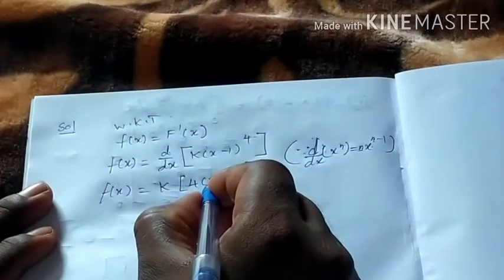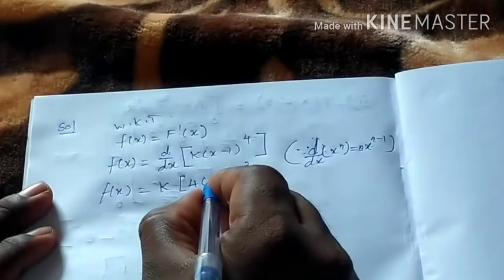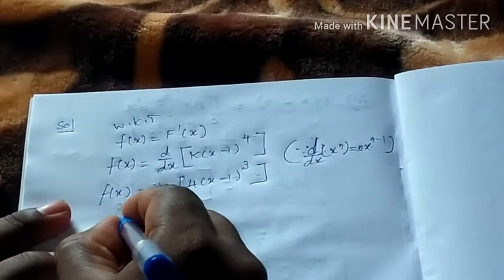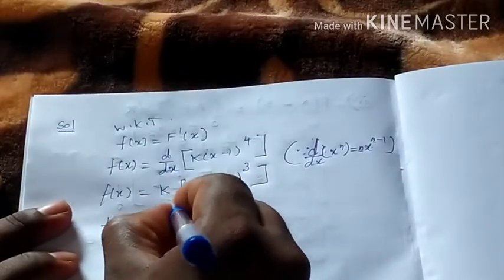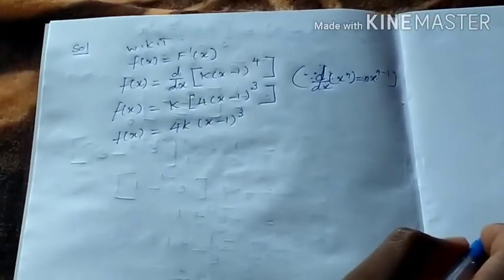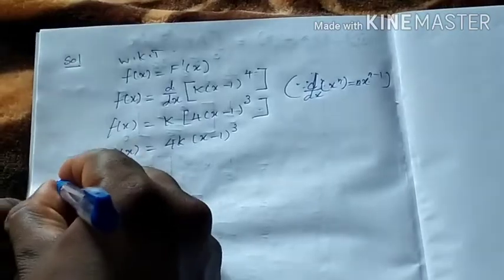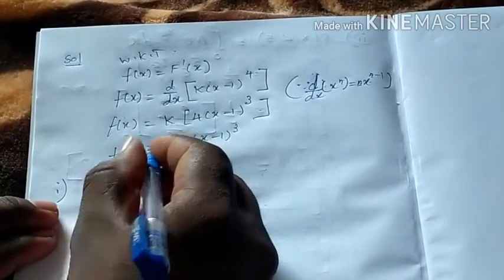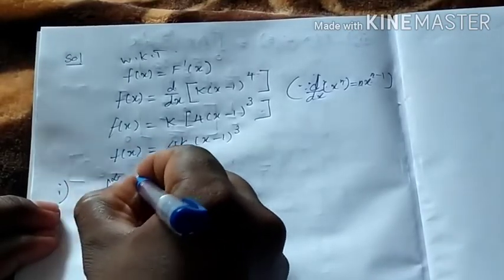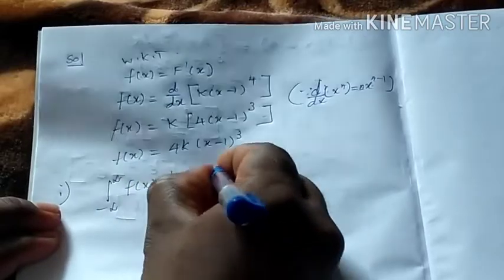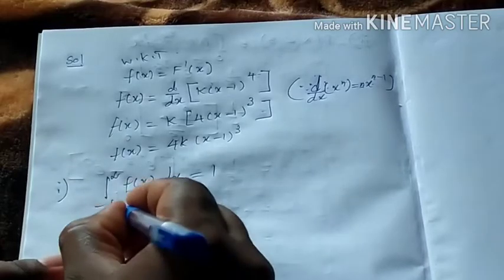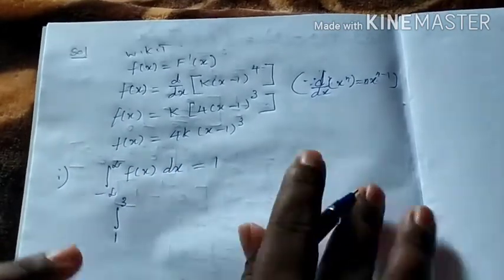Then differentiate the inside with respect to x: d by dx of x is 1. That's all the differentiation. So f of x equals k into 4, that is 4k into (x minus 1) power 3. Have you understood? This is your f of x. The first question is to find the value of k. The probability density function satisfies integral minus infinity to plus infinity f of x dx equals 1. The f of x limit value is 1 to 3, taken from the given question.